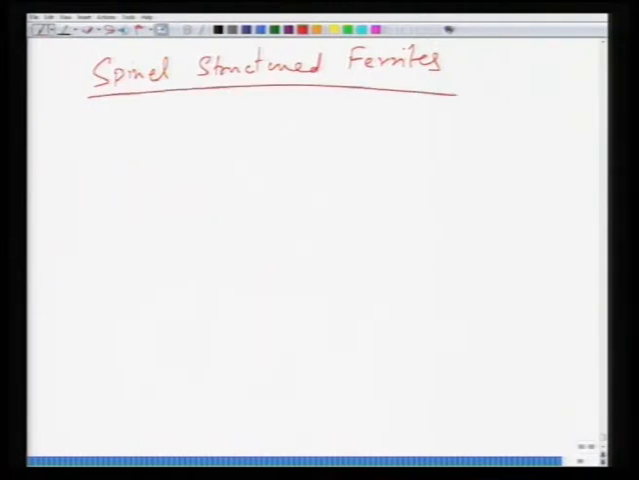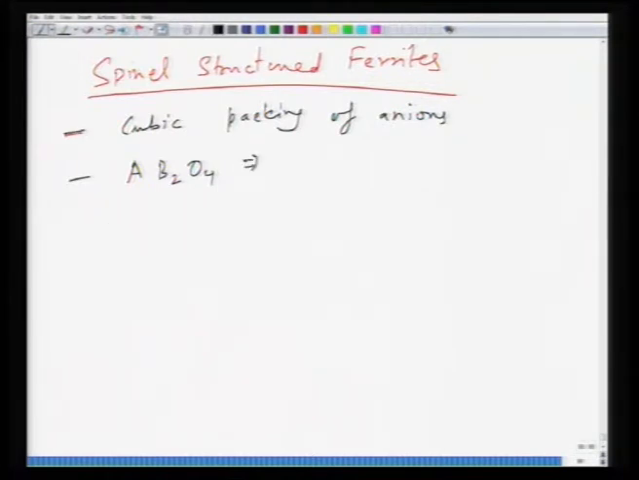So first we will take up spinel structured ferrites. Essentially, spinel structured ferrites are based on cubic packing of anions, and the general formula by which they are determined is AB2O4. Now this formula AB2O4 can be represented differently.